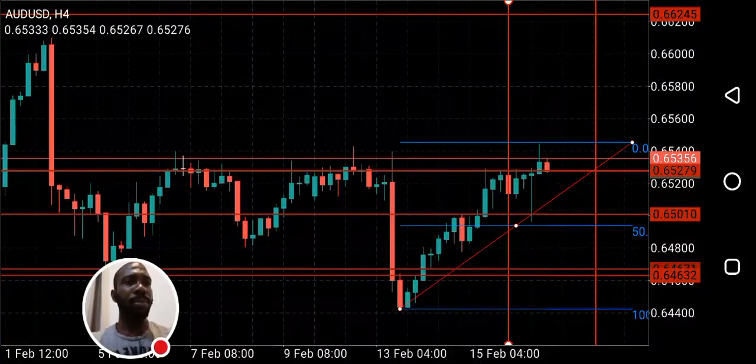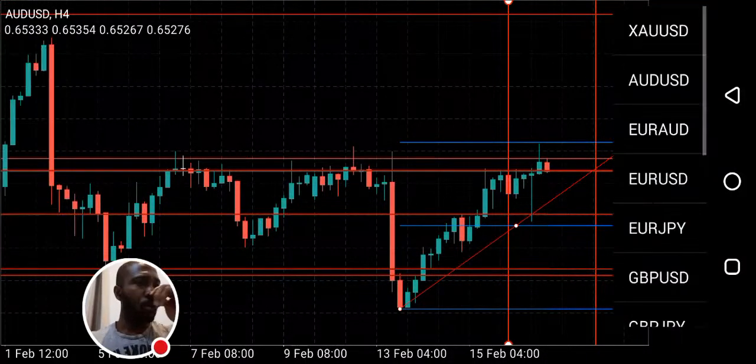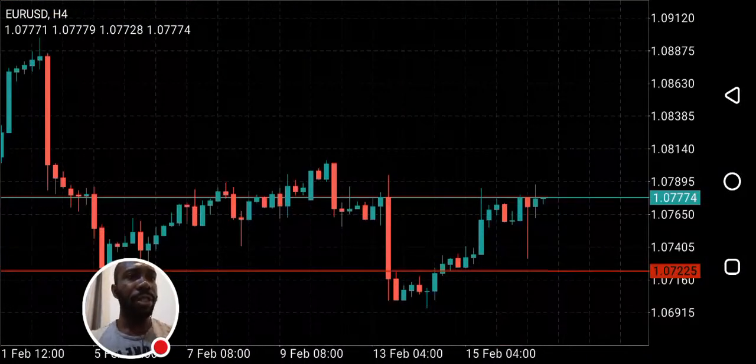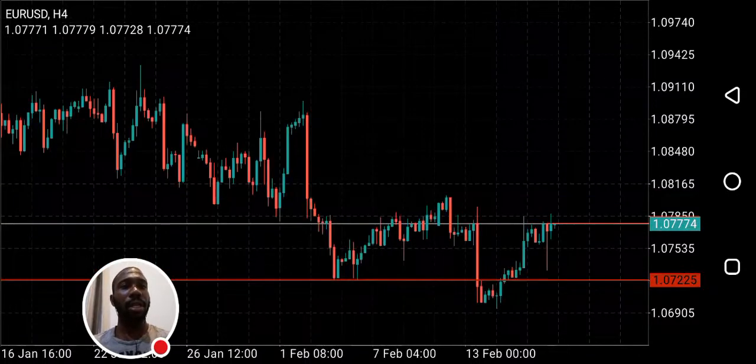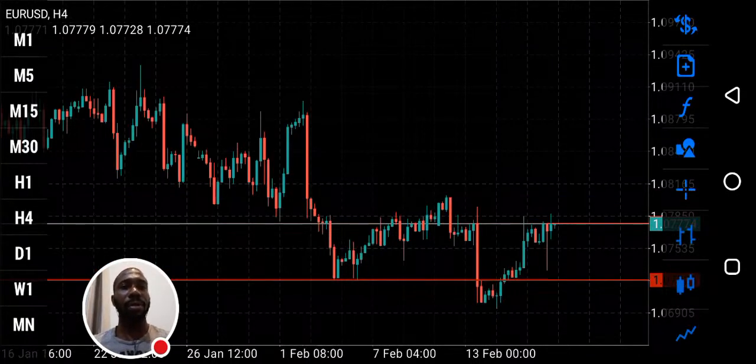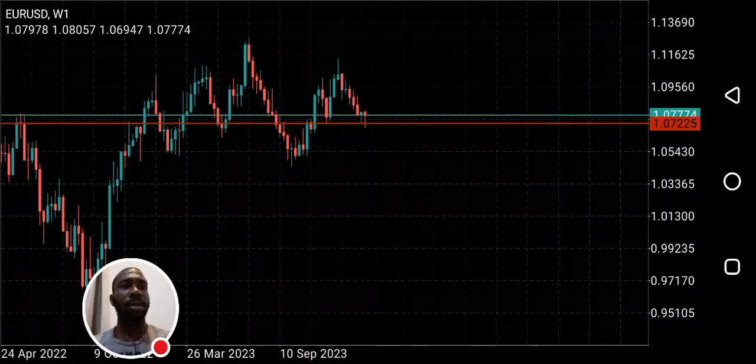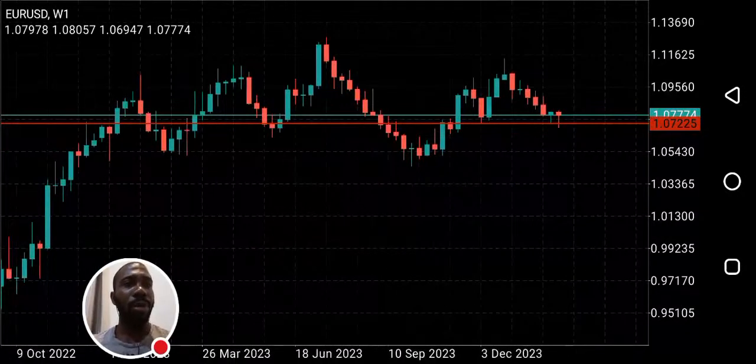Okay, let's move to the next pair. Euro USD, positively correlated with GU and AU. Okay, so what are my expectations on Euro USD? Let's start with the weekly. You can see the pattern we have on Euro USD is also similar to what we have on Australian dollar USD and GBP USD, right?